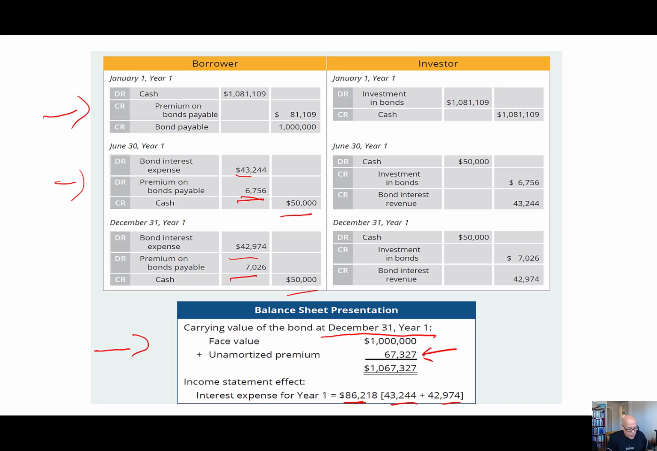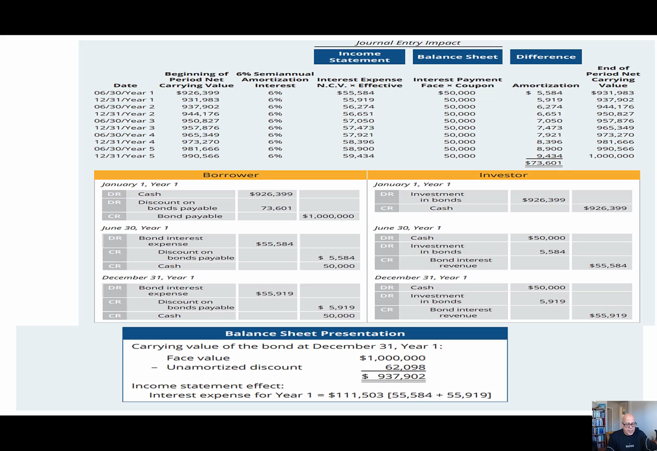And we've already talked about how premium amortization brings the carrying value of that bond down from period to period. Okay, all right, good. Discount amortization, guys, same mechanics, different numbers, right? The carrying value right after we issue the bond is $926,399. That does not change. The issue price of the bond is not affected by whether or not we use the straight line or the effective interest method.